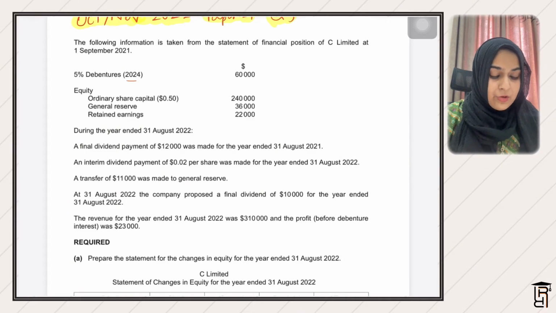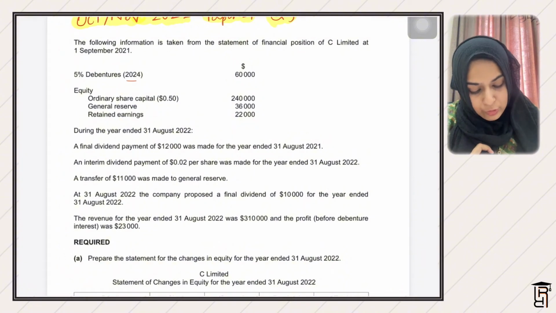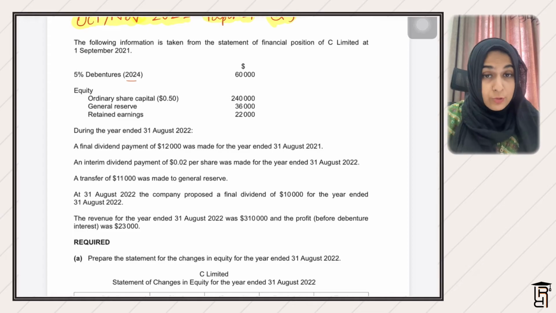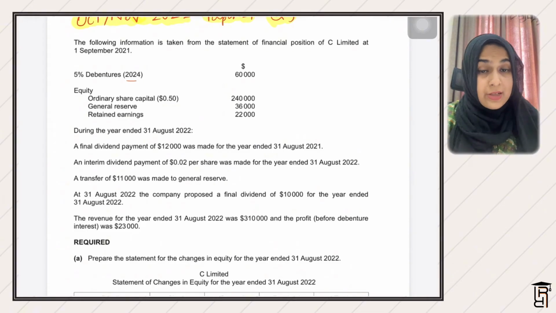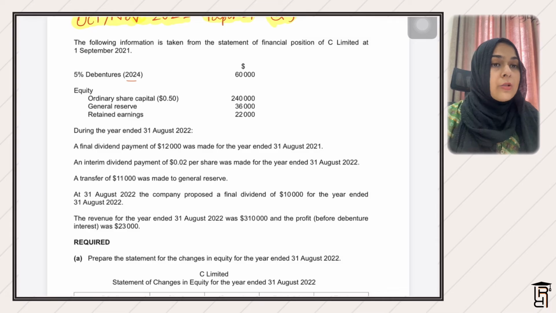Then they're saying at 31st August 2022, the company proposed a final dividend of 10,000 for the year ended 31st August 2022. This is not supposed to go in my statement of changes in equity because, like I told you guys, proposed dividends are just announcements. They are not actual payments. They're not reducing our profit. Dividends are basically a profit distribution to shareholders. But if you have paid out dividends, you subtract that in the statement of changes in equity. If you've just proposed dividends, that means we have just announced a dividend. We haven't paid out a dividend.